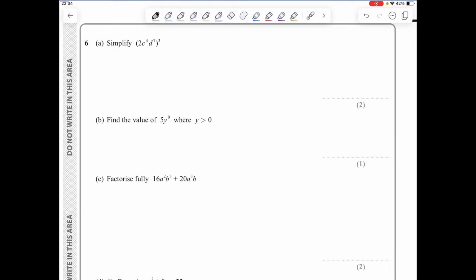In part A of question 6, the power of 3 outside the bracket is being applied to the 2, the c to the 4, and the d to the 7. So I have 2 to the power of 3 times c to the 4 to the power of 3 times d to the 7 to the power of 3. And this gives me 8 c to the power of 12 d to the power of 21.